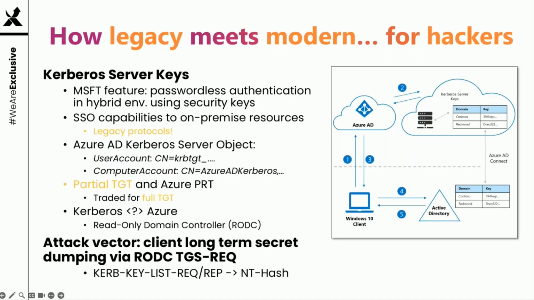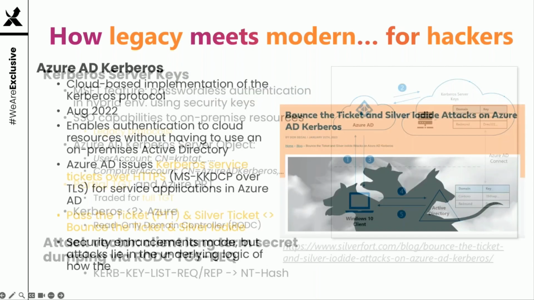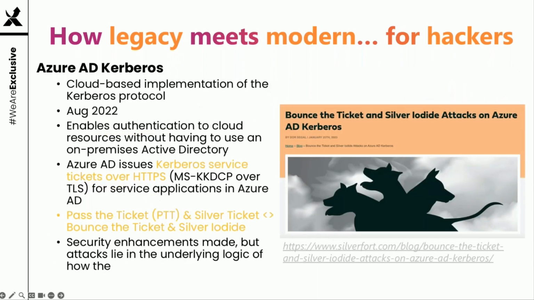Other examples are Microsoft bringing, for example, a single sign-on experience for a Windows client that is only authenticated to the cloud, but you want a single sign-on experience on-prem. That's great. They introduced Kerberos server keys, but it actually introduced a new attack path. Azure AD Kerberos, an extension of the Kerberos protocol to Azure AD. We know pass the ticket and silver ticket attacks on-prem, while this brought pass the ticket and silver ticket to Azure AD Kerberos. Same approach, a bit different, but new attack paths.